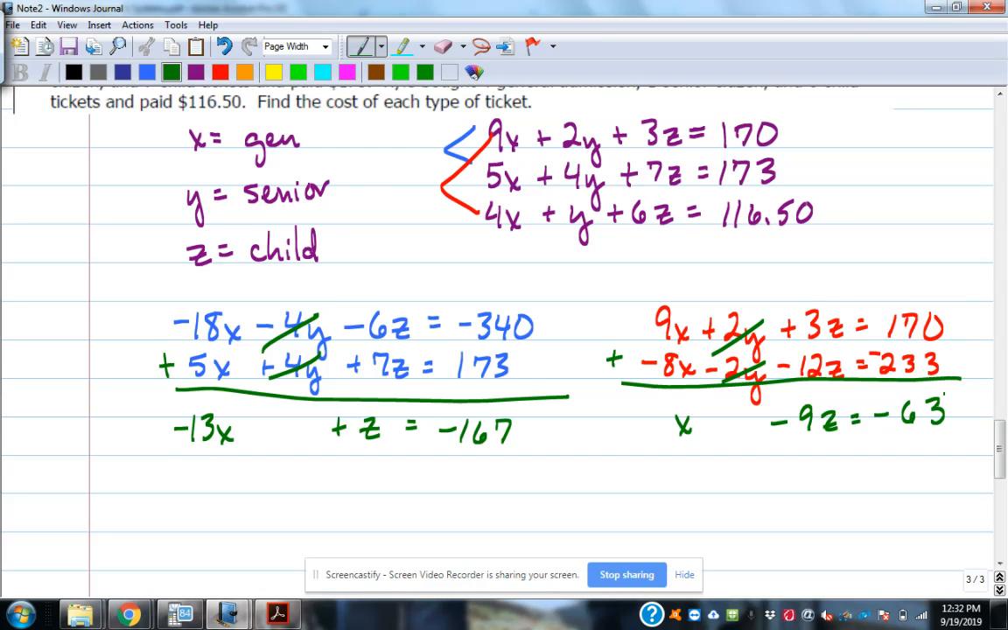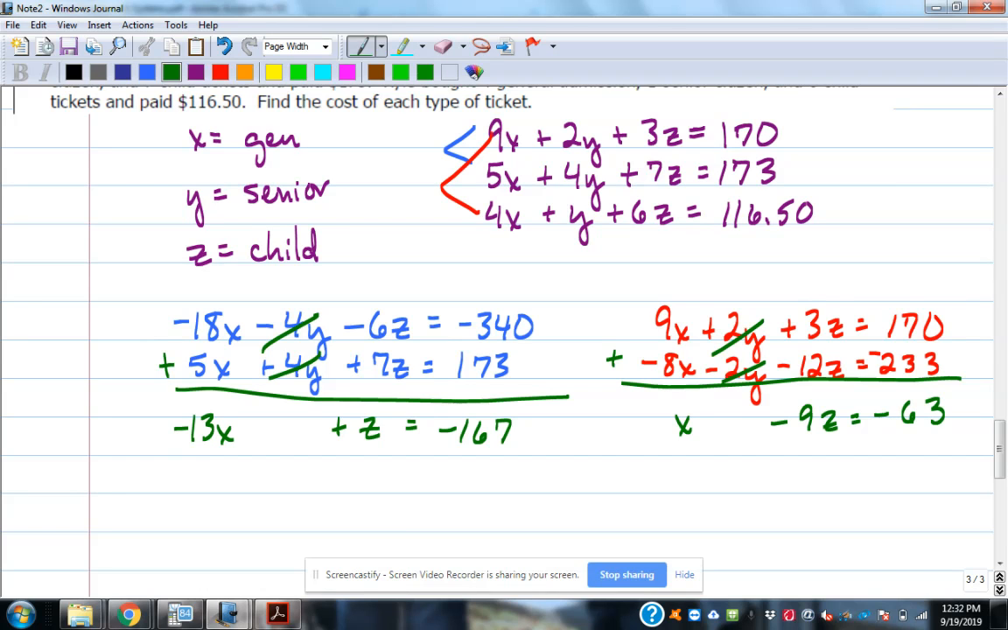Negative 63. All right. Now we have a system. The two green equations there are a 2-variable system. Okay. So this one is one of those where it doesn't really matter which method. It's about the same amount of work if you do elimination or substitution. Doesn't really matter. Pick one. I'm gonna do substitution just to change it up.